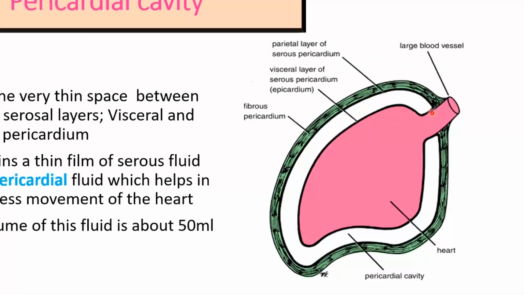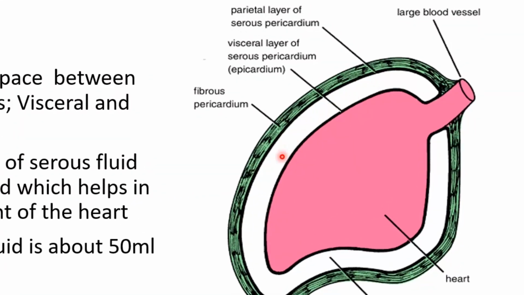So here I'm running my light within the pericardial cavity. If you remember, the inner lining is this, which is the visceral layer, and then the outer lining is this, which is the parietal layer.